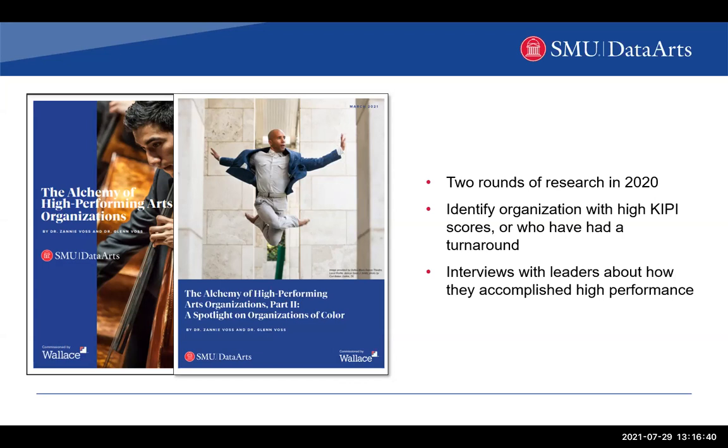So the first study was focused on organizations with annual budgets between $650,000 and $4 million. And the second study expanded that budget range to include smaller organizations and also focused on high-performing organizations who primarily serve communities of color.